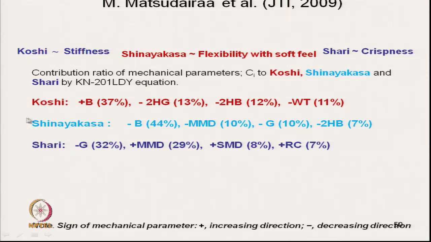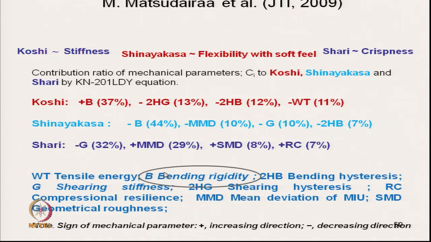Now, Koshi, if you see the stiffness, it is related with B. What is B? Here B is the bending rigidity of the fabric. It is positively related, increasing with the increase in B value, and its weightage is 37%. So, it is 37% positively related, that means as the bending rigidity of fabric increases, the Koshi value increases.